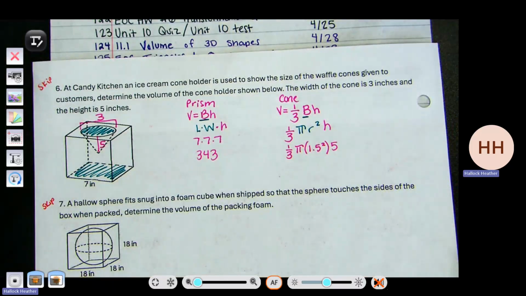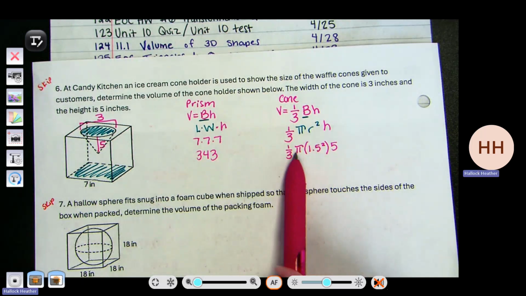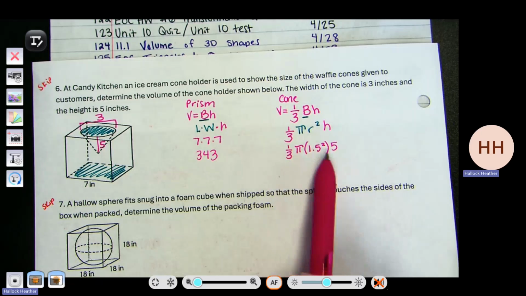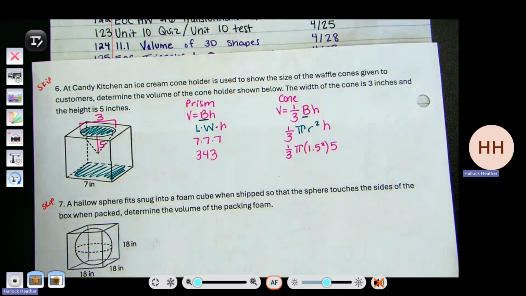You have to do the exponents first. 1.5 to the power of 2. Then you can times by 5, times by pi, times by 1/3. It doesn't matter the multiplication as long as you do the exponent first. Because PEMDAS for life. Always and forever. Did you multiply by pi?